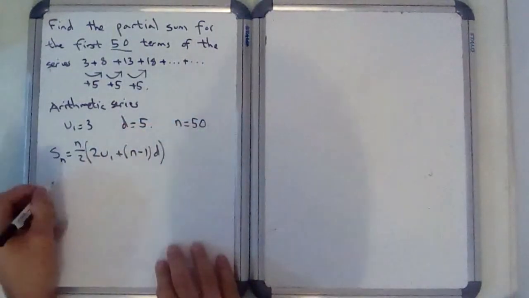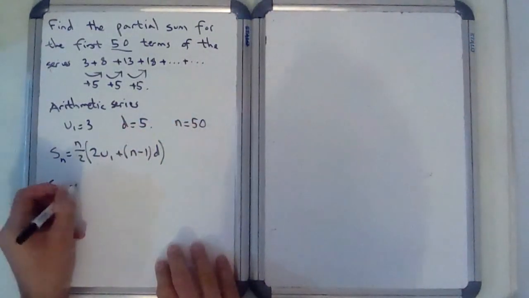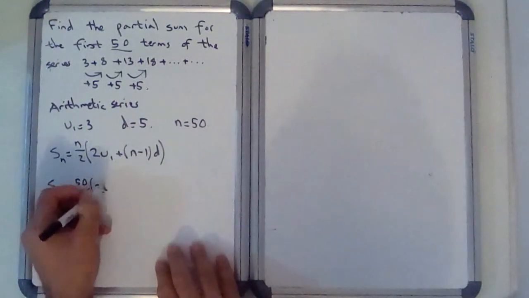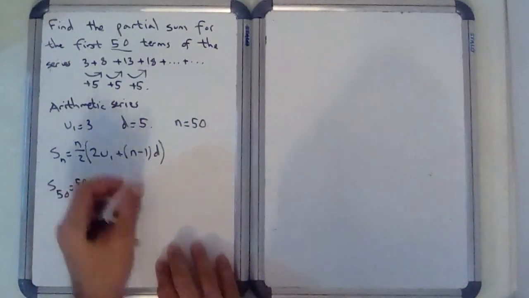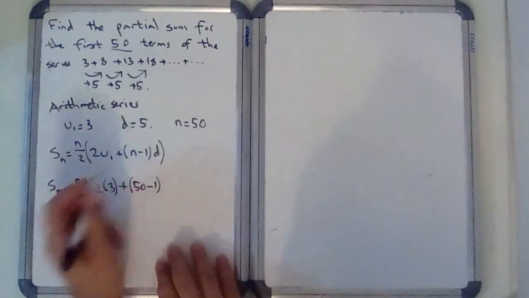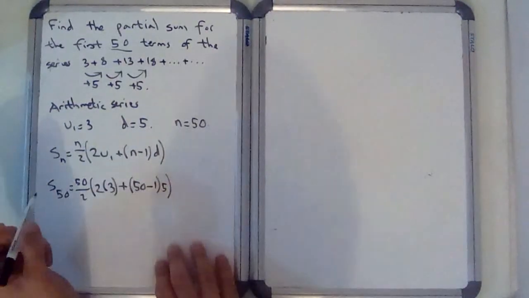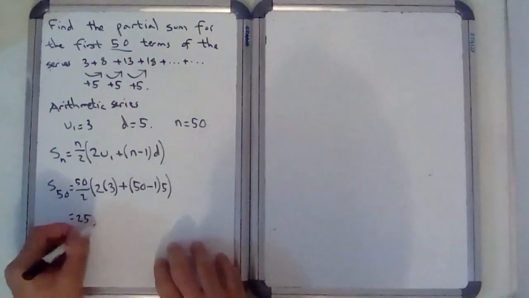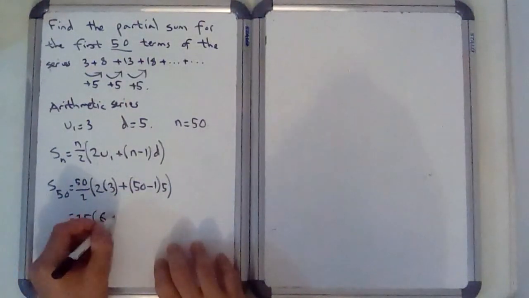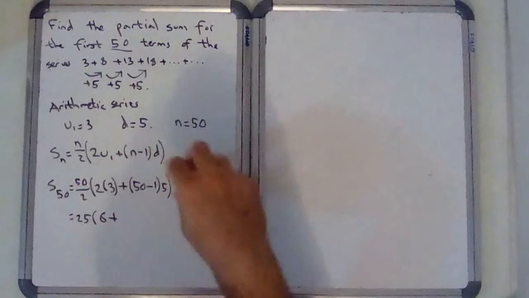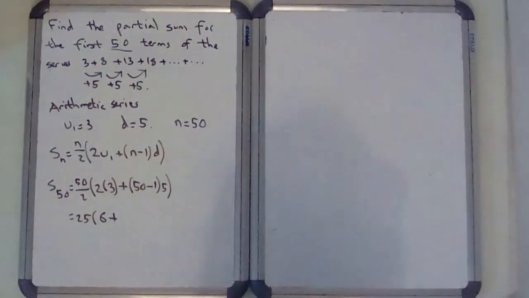And then this you just substitute in, so S50 equals 50 over 2, 2u1, u1 is 3, 2 times 3 plus n minus 1, so 50 minus 1 times 5, like that, so equals 25 times 6 plus. Now this, you might be tempted to do 50 minus 1 and then times by 5, but actually it's probably a lot easier to think about, well, 50 times 5 minus 1 times 5.